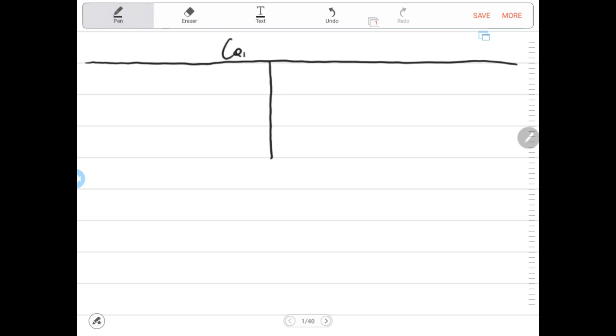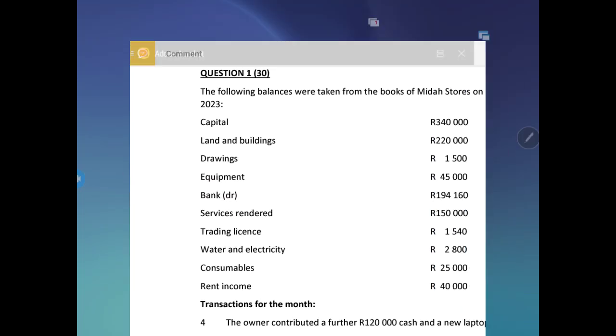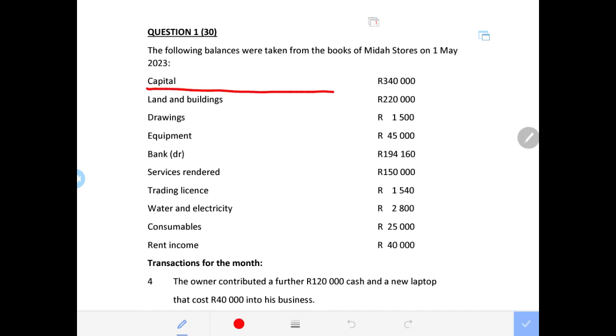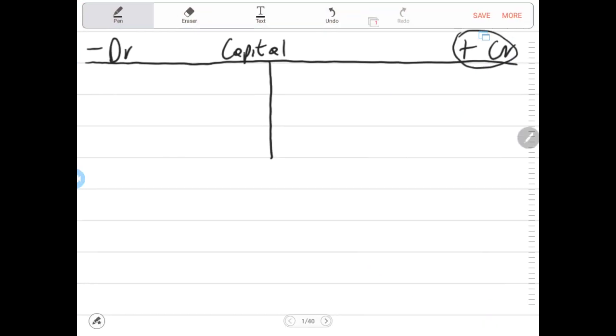Then we will say capital here on top. We know that capital increases on the credit side and it decreases on the debit side. So if capital is increasing on the credit side, as I mentioned before, it means the opening balance of capital will be recorded on the side the capital account is increasing. Therefore the opening balance will be recorded on the credit side. Then we say opening balance, or else we have the terminology in accounting that says balance brought forward.